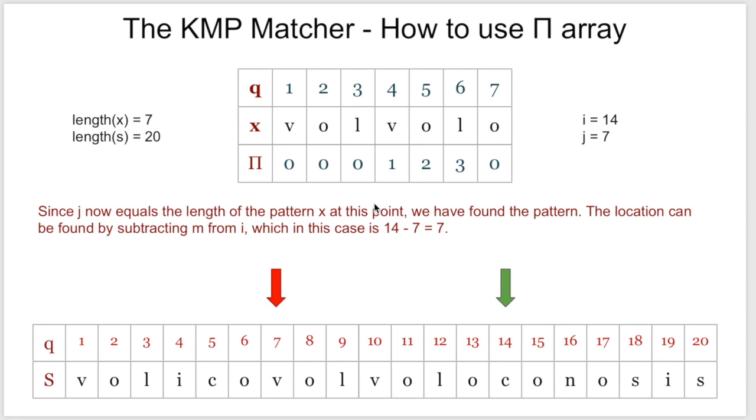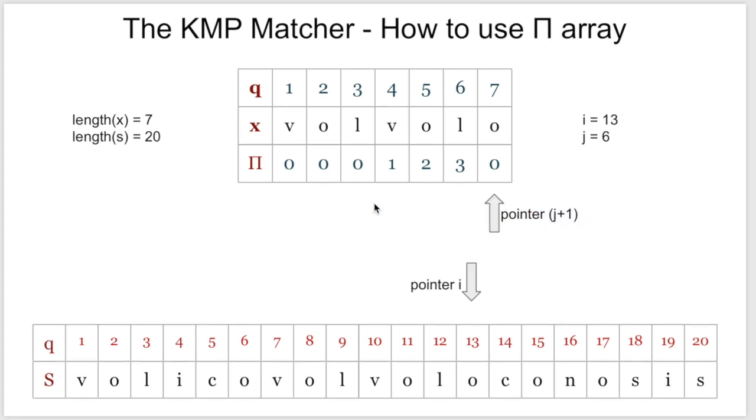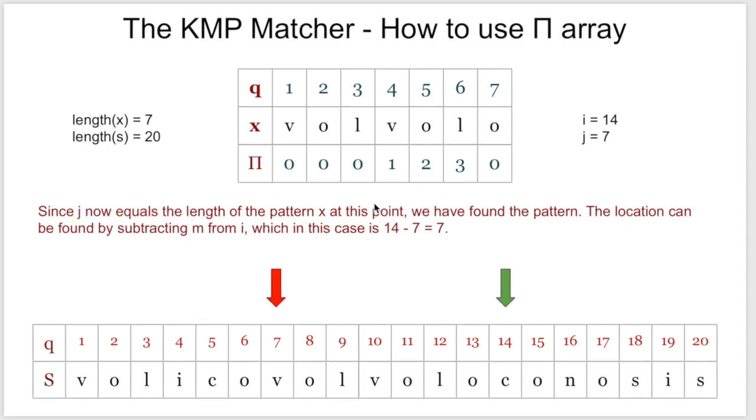Right, so you can see that my j plus 1 is pointing to 7 and my i is pointing to 13. However, I have reached the end of my pattern. That means that I have found the pattern in my string. The location of the pattern in the string can be extracted by subtracting the index of the pointer j from the index of the pointer i.